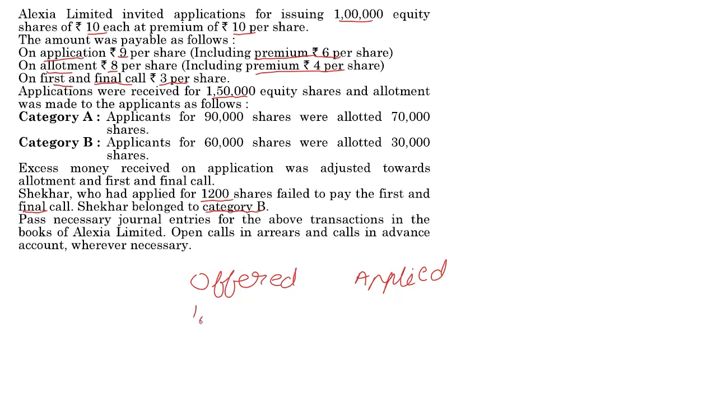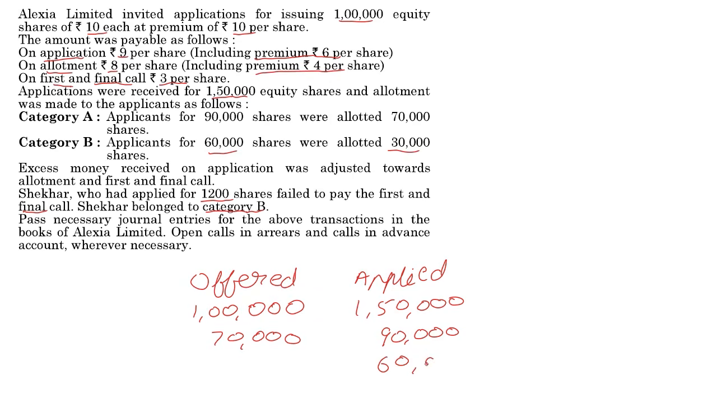So we have offered 1 lakh shares, and against these 1 lakh shares, we have received applications for 1,50,000 shares. Applicants for 90,000 were allotted 70. Similarly, the people who applied for 60 were allotted 30. Now just make sure that it matches. We have 1 lakh here, and if you add these two, you'll get 1 lakh. We've got 1,50,000 here, and if you add these two, you get 1,50,000. So we have looked after all the applications.